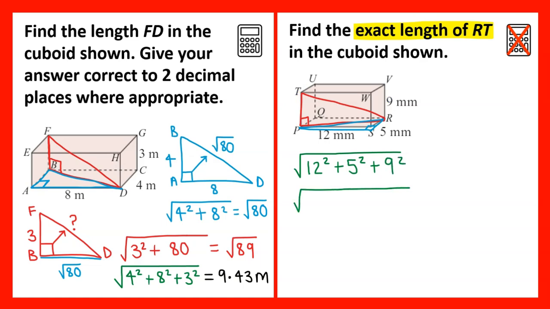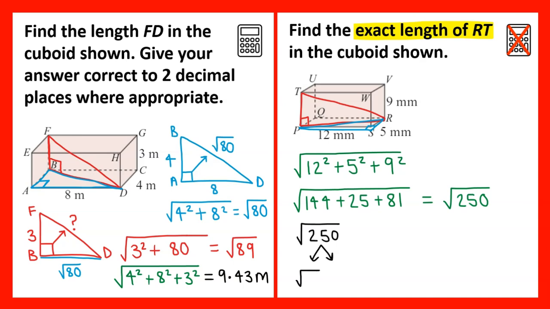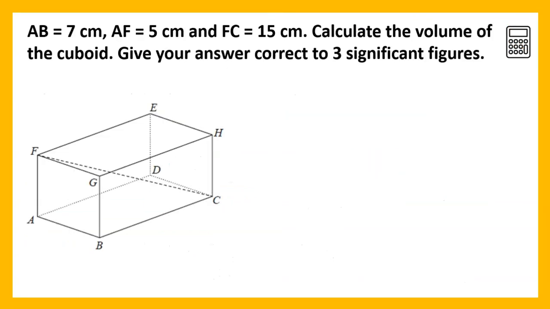Simplifying this without a calculator, 12 squared is 144, 5 squared is 25, and 9 squared is 81. Adding these together gives me the square root of 250, and I can simplify this using my knowledge of surds. Root 250 can be represented as root 25 multiplied by root 10, which will give me a final answer of 5 root 10 millimeters.